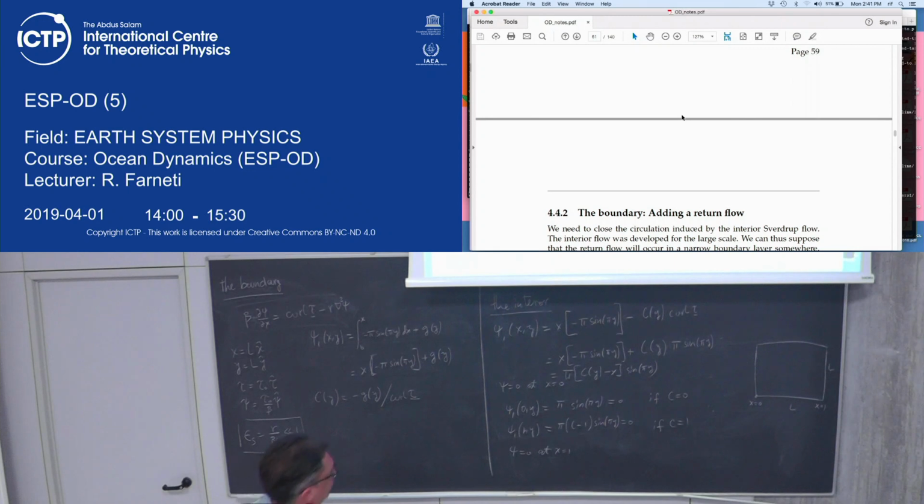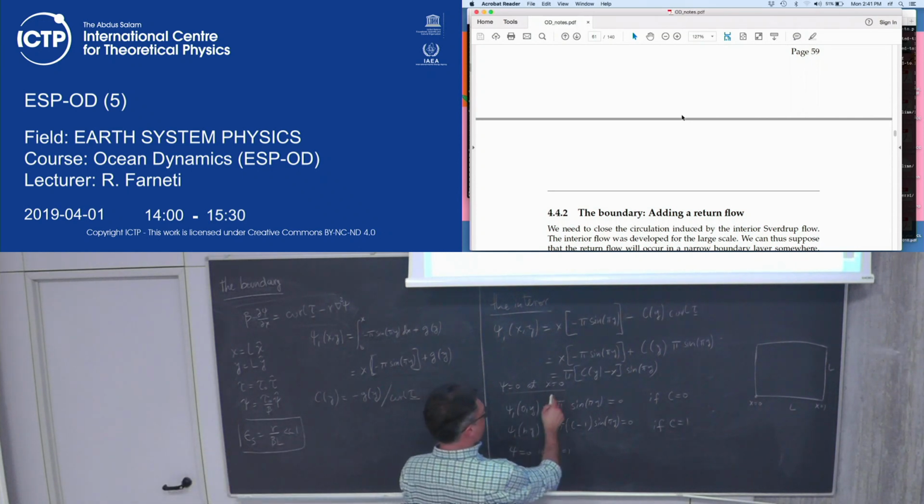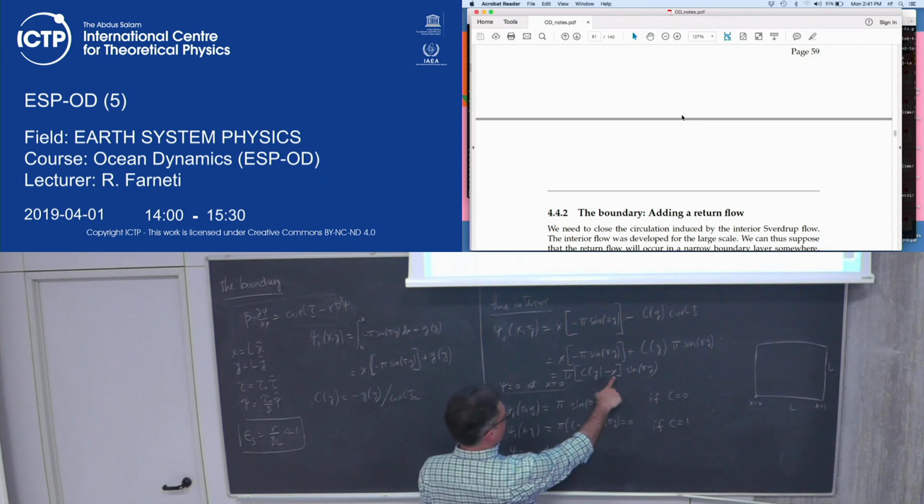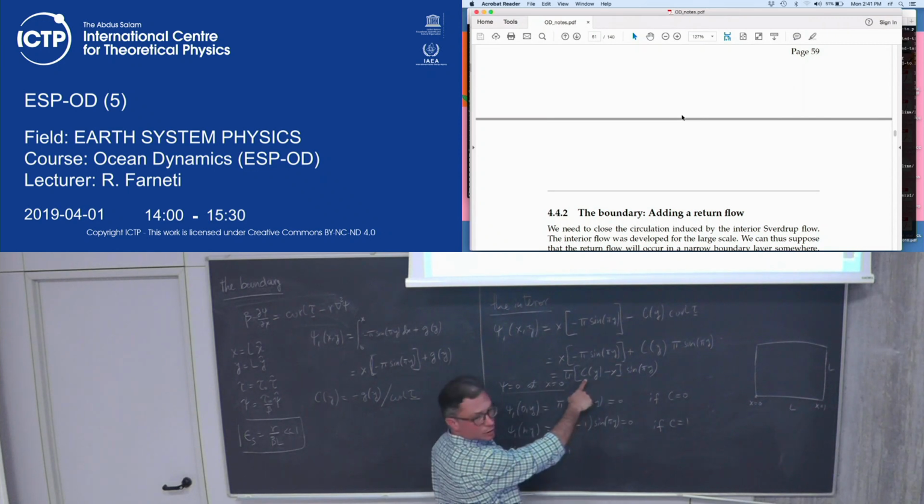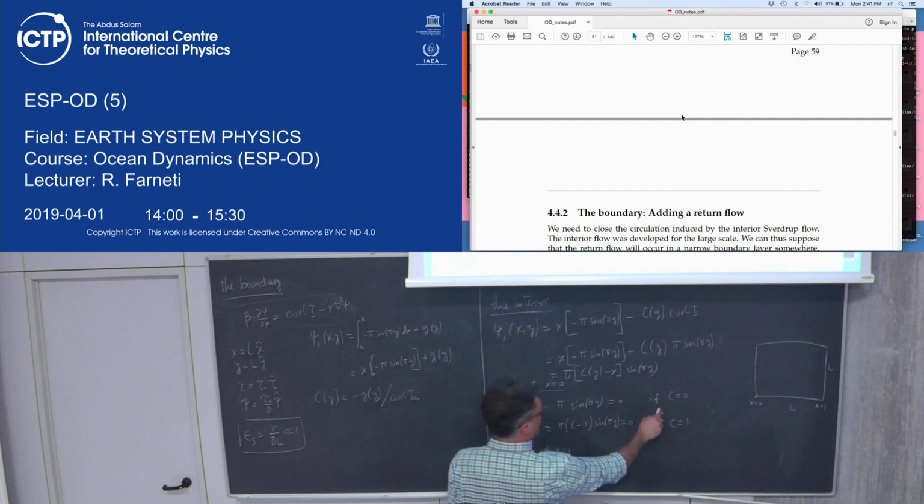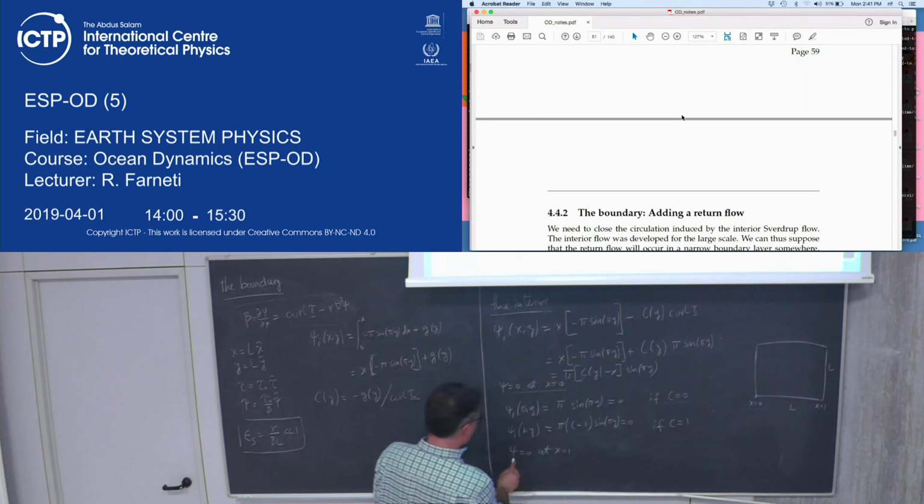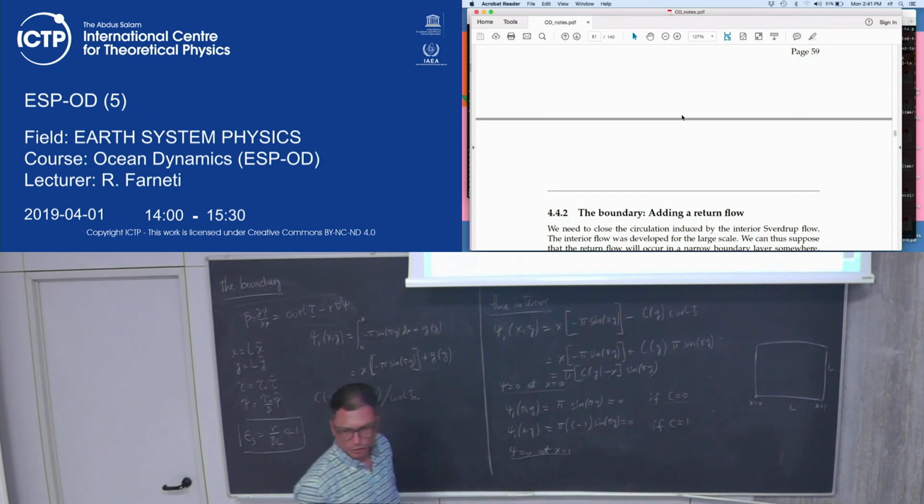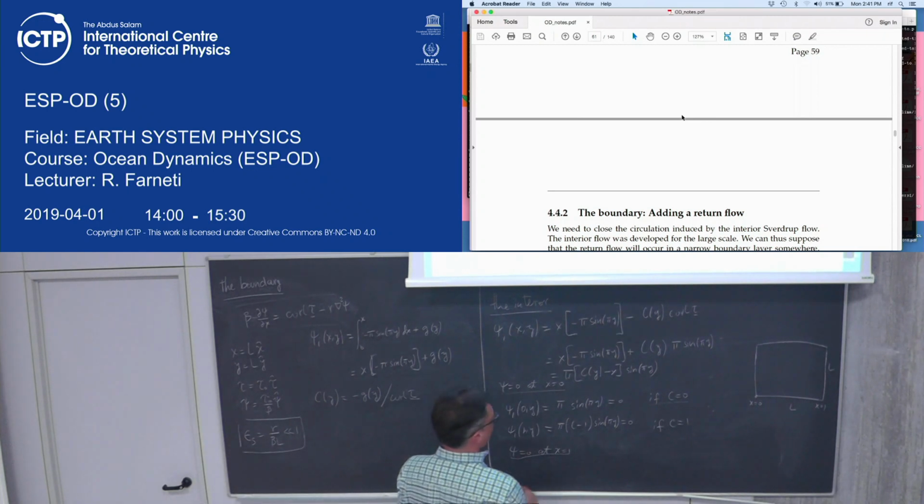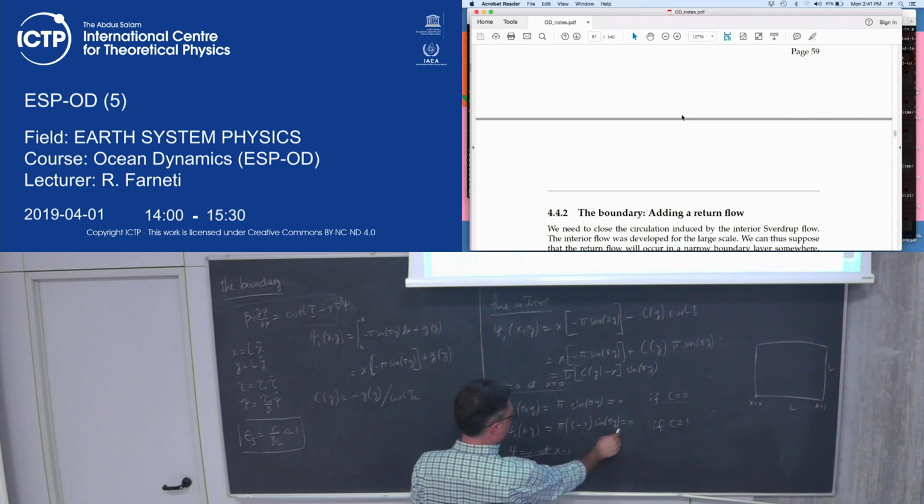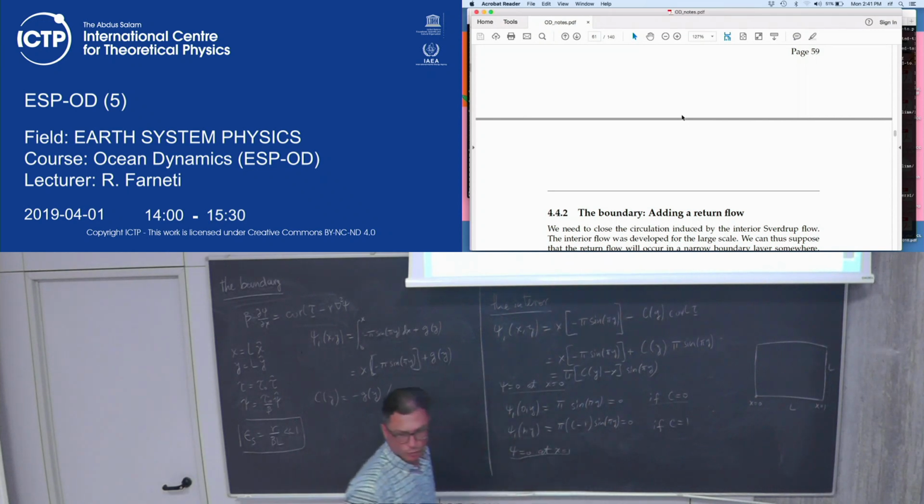Condition, you want to make the stream function equal to zero. You can do that at X equals zero, so this is zero if C is equal to zero. Or you can satisfy the boundary condition of psi equals zero at X equal one, and so if X is equal to one, you get this, and this is zero if C is equal to one.